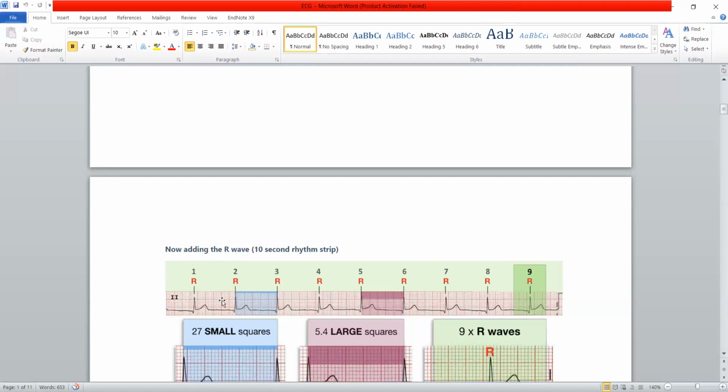So this one is a rhythm strip, and it contains almost 50 large squares. So 50 large squares is equal to 10 seconds. Now we need to calculate the total number of R waves in a 10 second strip. The total number of R waves in a 10 second strip in this ECG is 9. We will multiply this 9 by 6, and the heart rate will be 54.